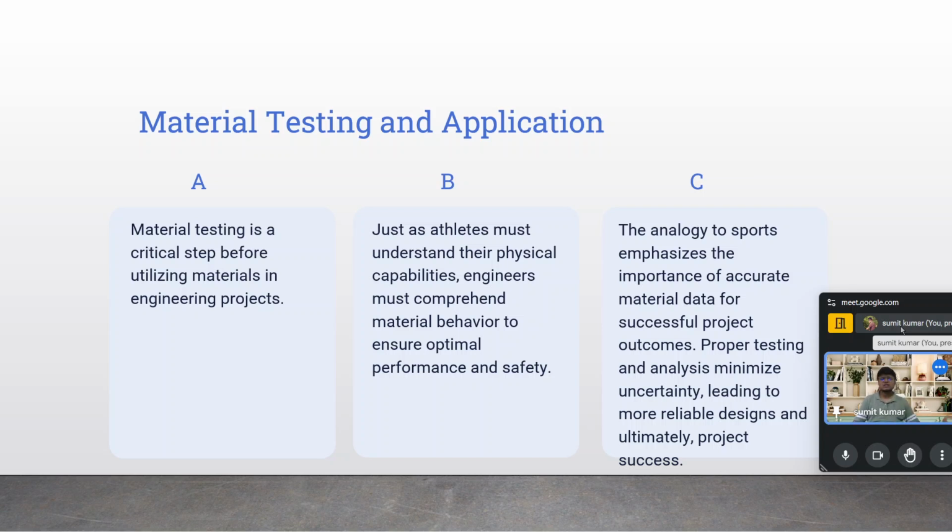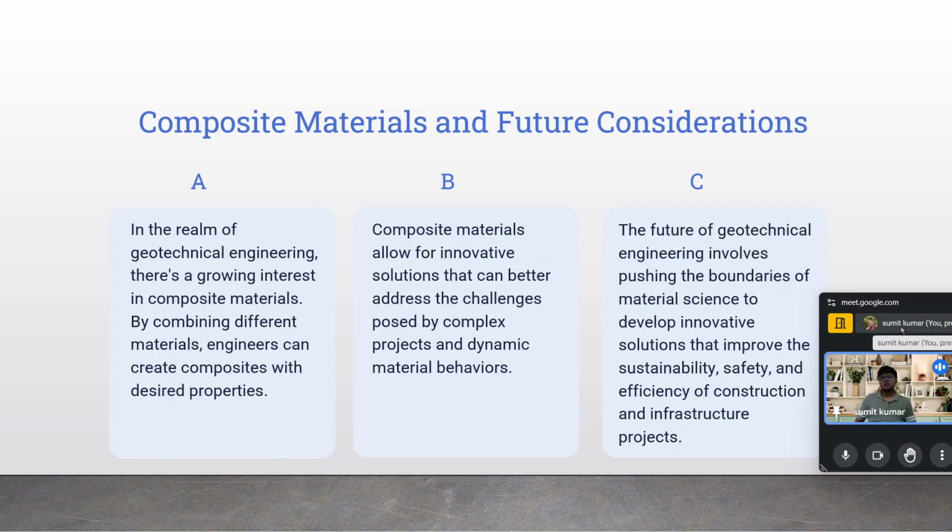Okay. The analogy to sport emphasizes the importance of accurate material data for successful project outcomes. Proper testing and analysis minimize the uncertainty, leading to more reliable design and ultimately the success of the project. Okay, now we talk about composite materials and some considerations which need to be taken in the coming days regarding the material.